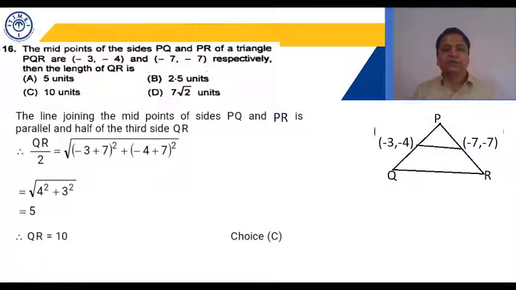Very simple statement we use. The line joining the midpoints of sides PQ and PR, or we can say the line joining the midpoints of any two sides of a triangle, that new line obtained is parallel to and half of the third side. I hope this is clear.